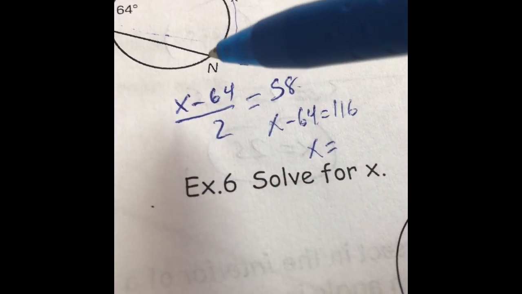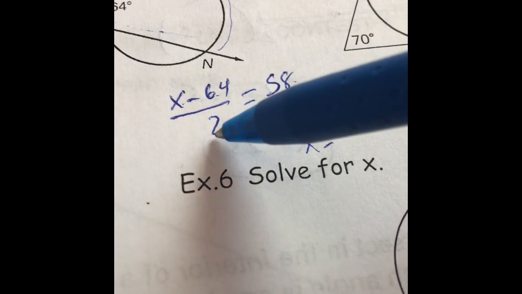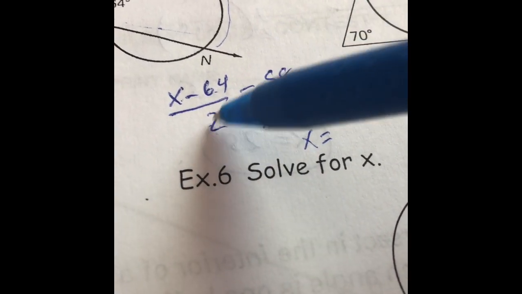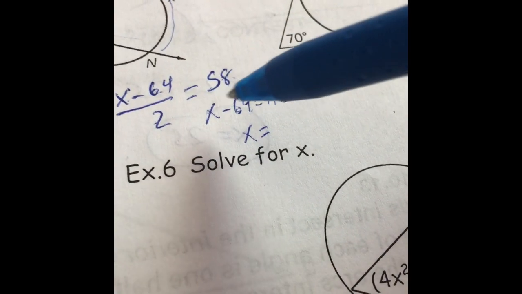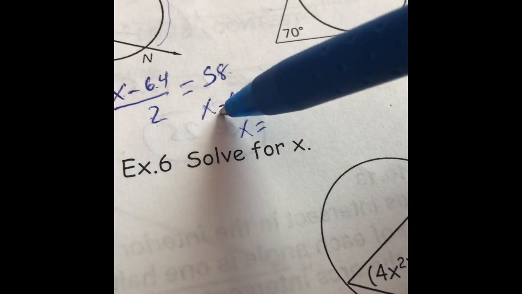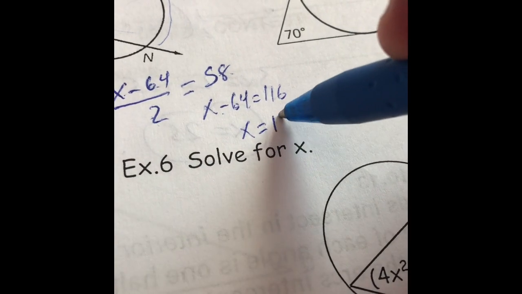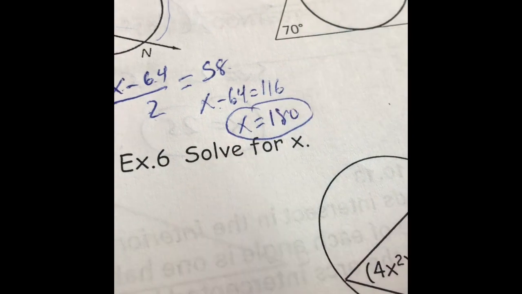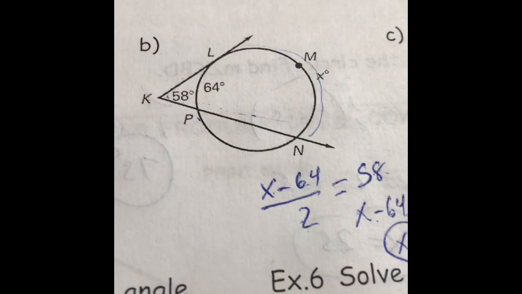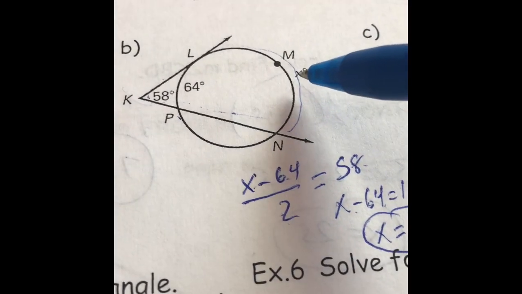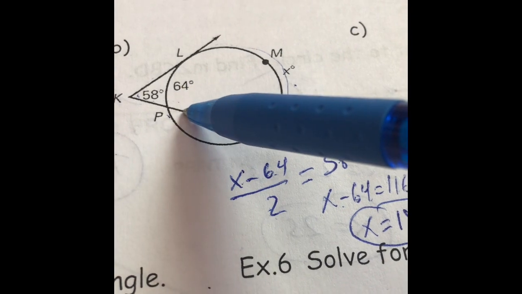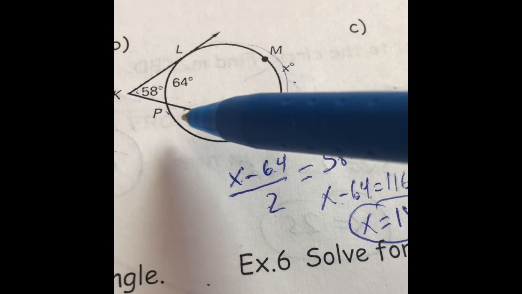So anyway, where I was: x minus 64 over 2 equals 58. Times 2 to the opposite side. So x minus 64 equals 116. Add 64 the other way. So x has to be 180. And again, you could just check that on your calculator real fast. 180 minus 64, and then divide that by 2 will get you 58 degrees.